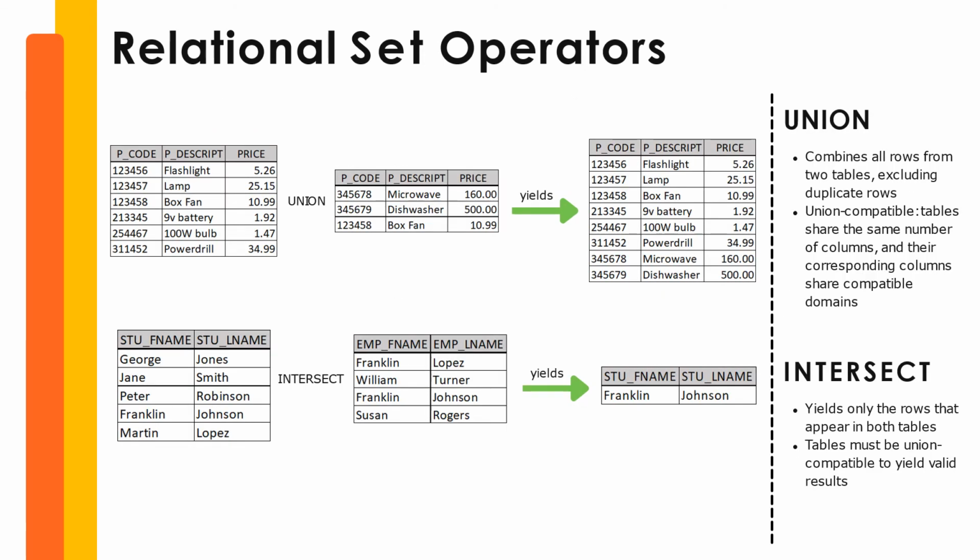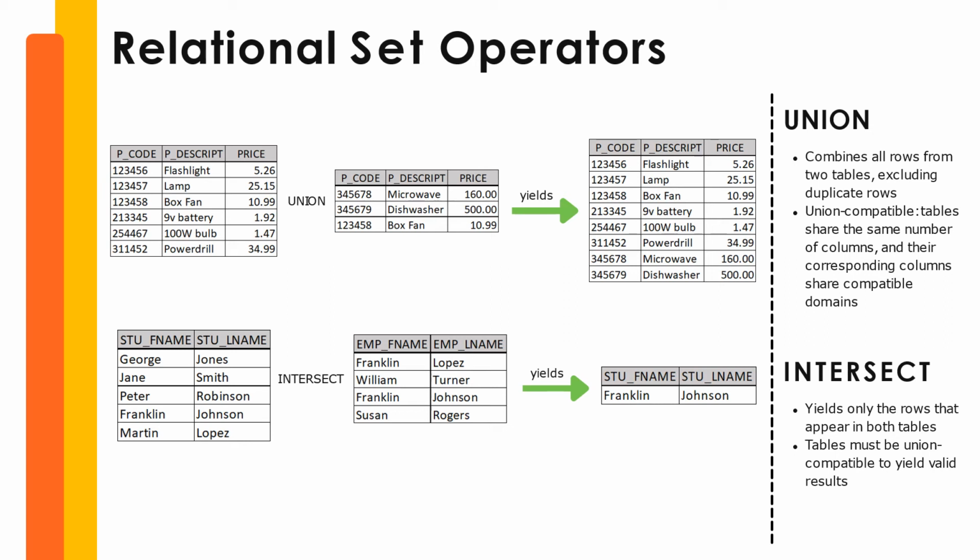The next relational set operators are union and intersect. For union, it combines all rows from the two tables, excluding duplicate rows. In getting the union of two tables, these must be union compatible. Union compatibility means that the tables share the same number of columns and their corresponding columns share compatible domains, and not necessarily the same domain. For intersect, this yields only the rows that appear in both tables, and the tables must also be union compatible to yield valid results.